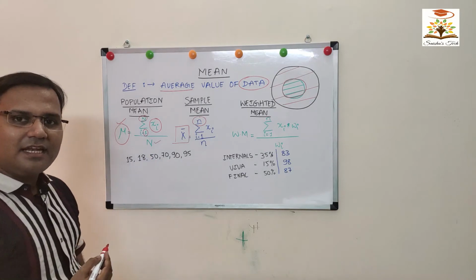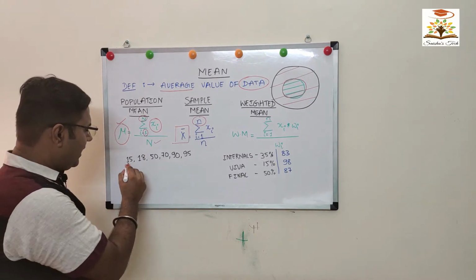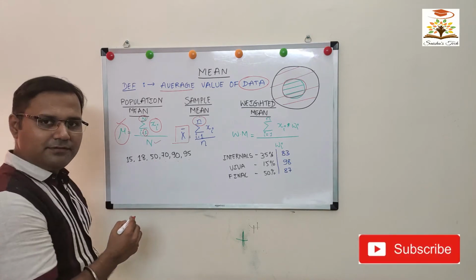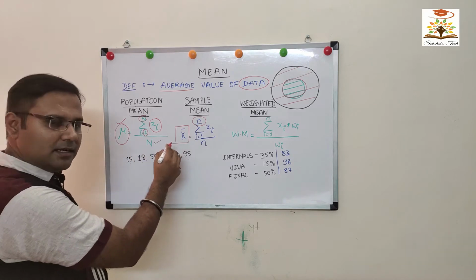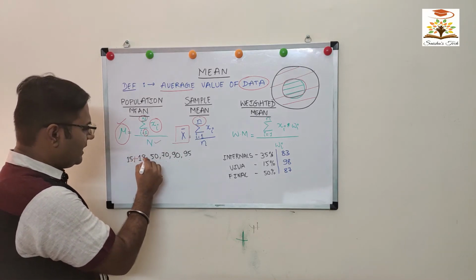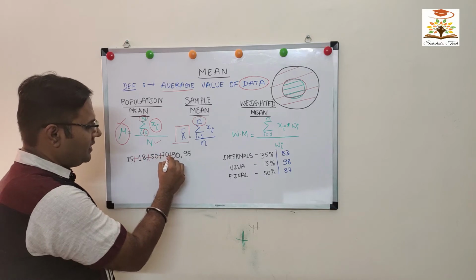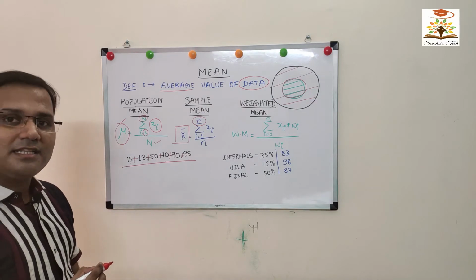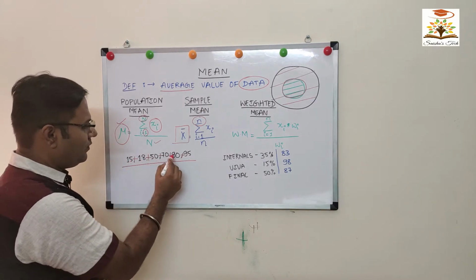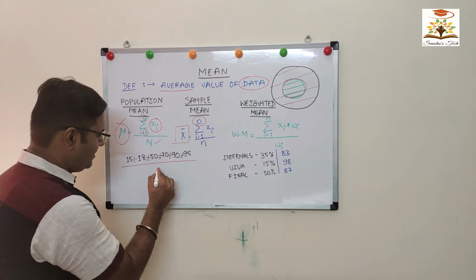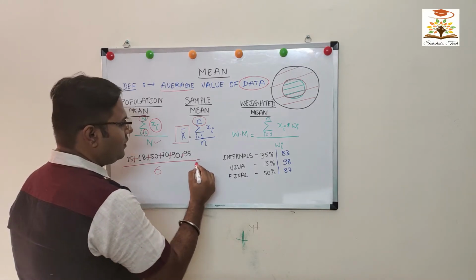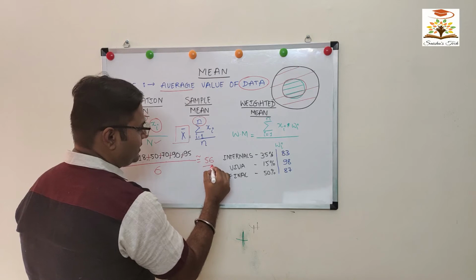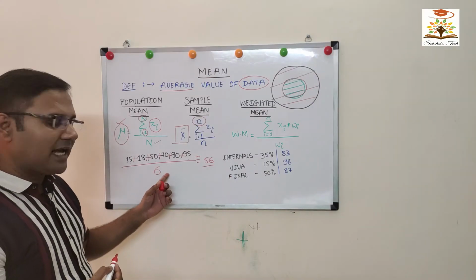Now let us understand with an example. Here we have 6 values: 15, 18, 50, 70, 90 and 95. Sample mean means 15 plus 18 plus 70 plus 50, 90 and 95 divided by the number of elements which are present in the sample. Here 1, 2, 3, 4, 5, 6. There are totally 6 elements. The average value of this sample is nearly equal to 56. This is how we calculate sample mean.